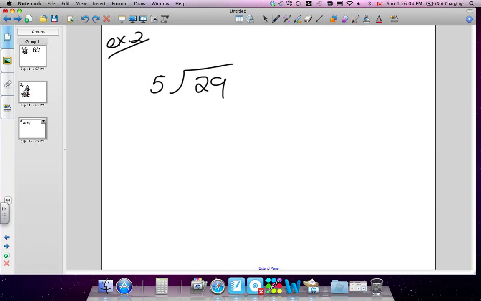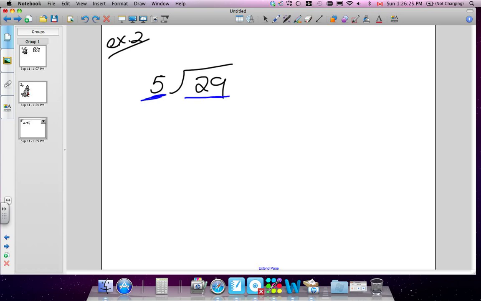Okay, so next thing we're doing is example number 2, we'll call it. We're doing long division. So when we do long division, first thing we're going to do is we take our number on the outside and we see if it divides into the first number alone. Can I divide 5 into 2? No, 2's too small. I need a bigger number.